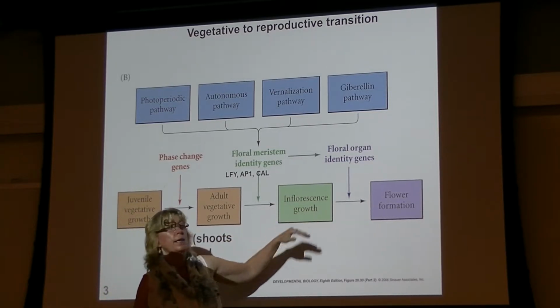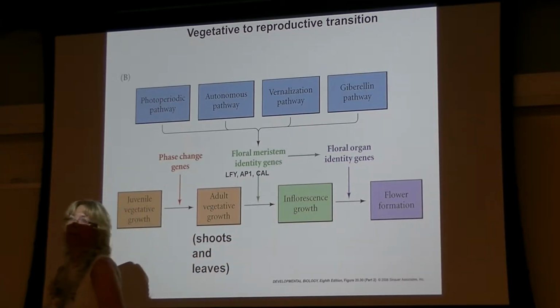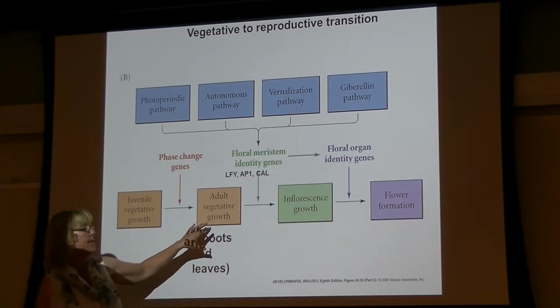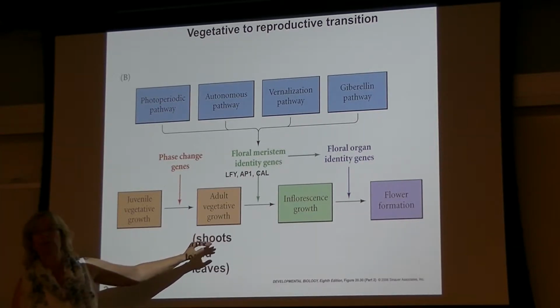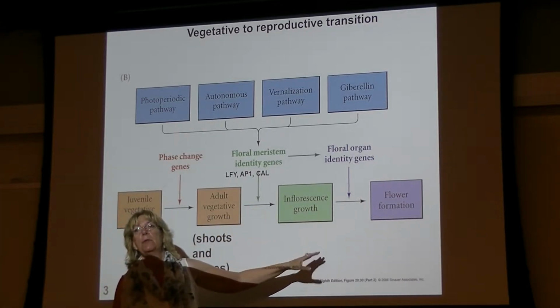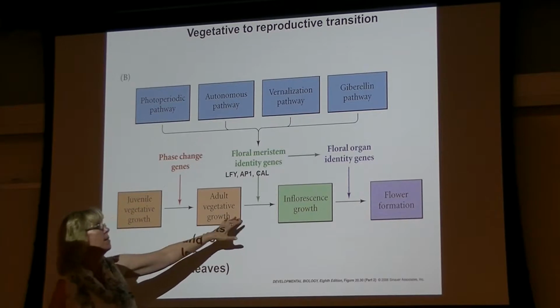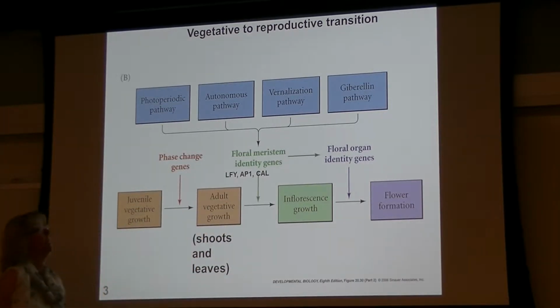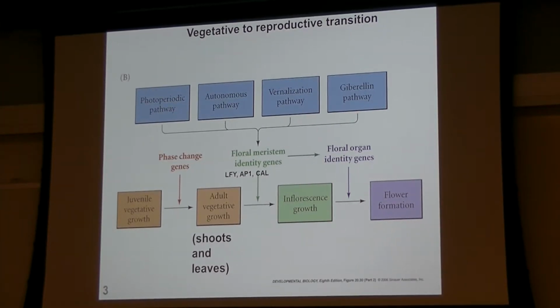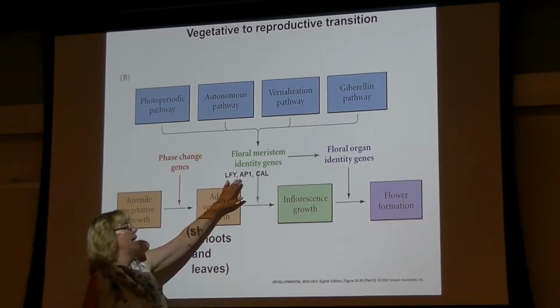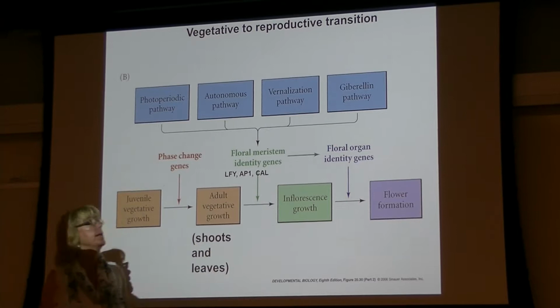Or it could also mean the reproductive structures of the plant. So what we're doing is now converting this meristem from one that could only make vegetative structures to now one that's capable of making a flower or flowers. And that also takes some genes. And these are called the floral meristem identity genes. And we'll talk about a few of these: LEAFY, APETALA1, and CAULIFLOWER.